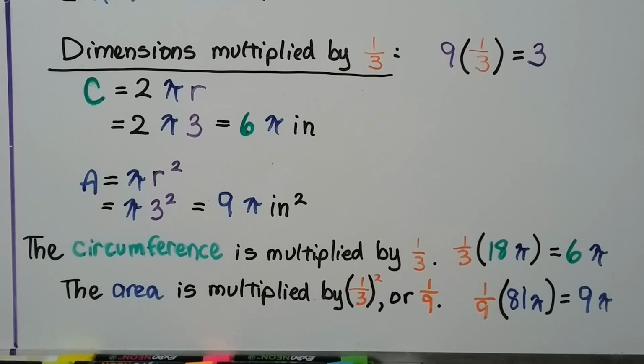We had an original circumference of 18 pi. The circumference is multiplied by 1/3. We got 6 pi. 18 times 1/3 is 6. And the area is multiplied by 1/3 squared, or 1/9. Our original area was 81 pi. If we multiply that by 1/9, we get 9 pi inches squared.